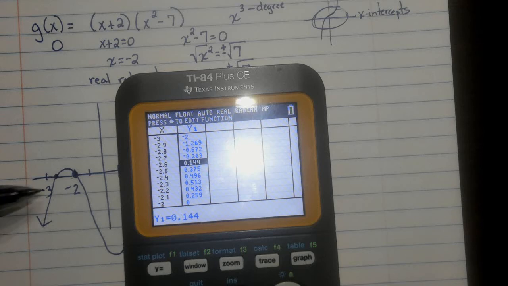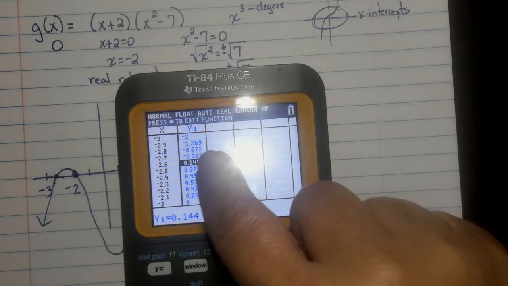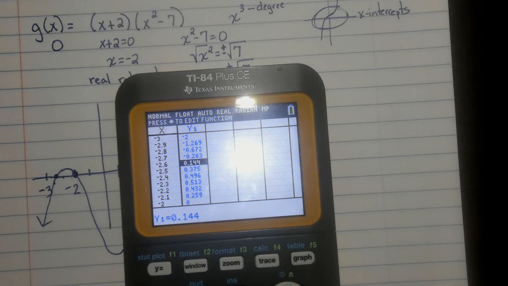So think about this. If your output is negative on negative 2.7, and then when you get to negative 2.6, your output is positive, but if your curve is continuous, that must mean that between negative 2.7 and negative 2.6, somewhere you're going to have to cross the 0, right? So your table can tell you, hey, somewhere between negative 2.7 and negative 2.6, there's an x-intercept. But you're only going to know it's the square root of 7 algebraically. You're not going to be able to find that answer exactly in the table.